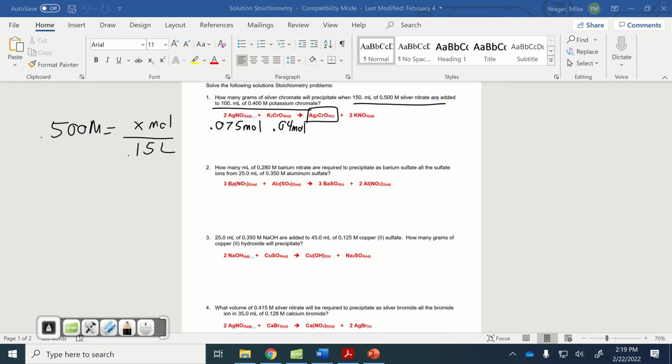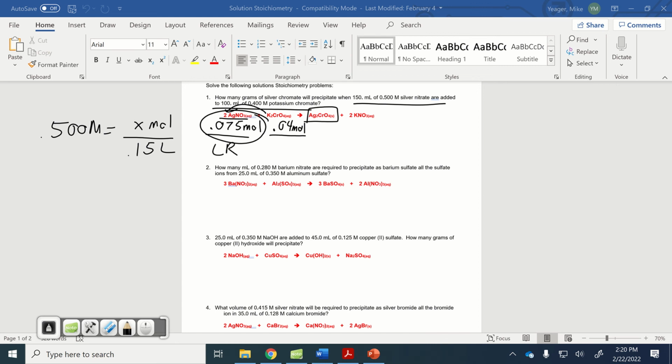Now, I know some of you might not see this, but I'm going to do it this way anyway. This equation is saying I need 2 times the amount of silver nitrate to react with the 0.04 moles of potassium chromate, sorry, I said that wrong. Which means I don't have enough. 2 times 0.04 is 0.08. I have 0.075. So silver nitrate is the limiting reactant.